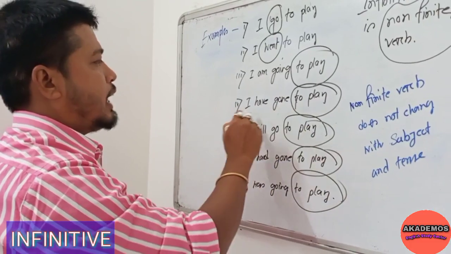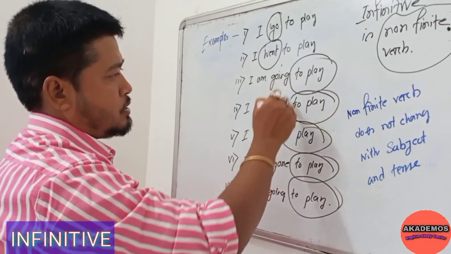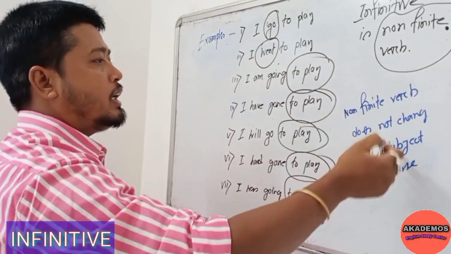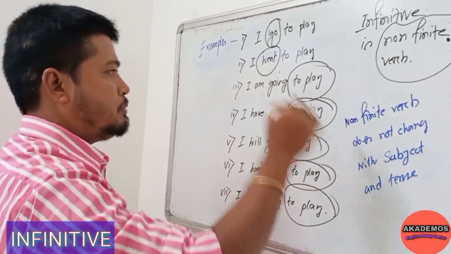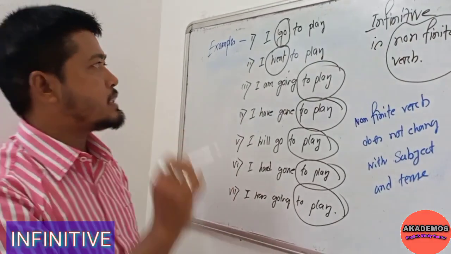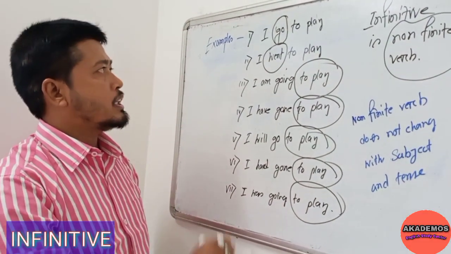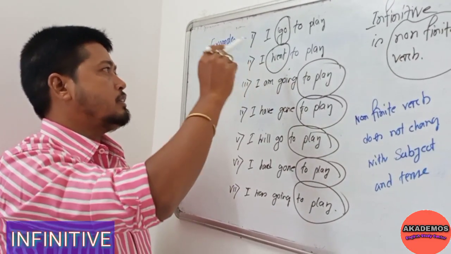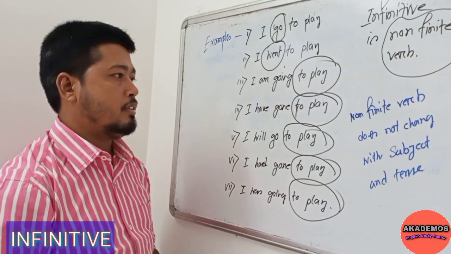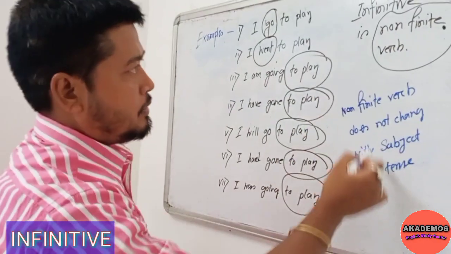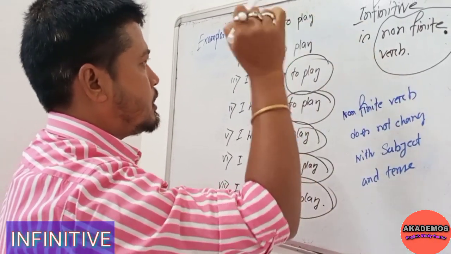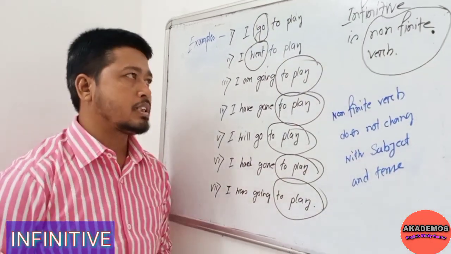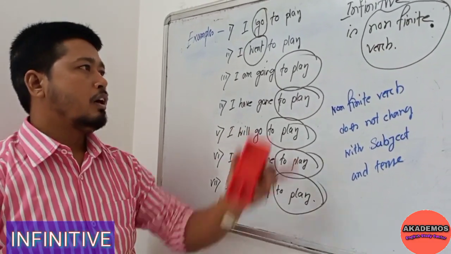Present perfect, I have gone to play, but play does not change. Everywhere the play is the same, and this is why it is called a non-finite verb. A non-finite verb is unchangeable despite the subject and verb. Infinitive, just like gerund, also falls into the section of non-finite verb.